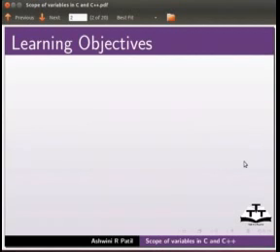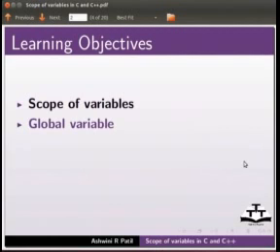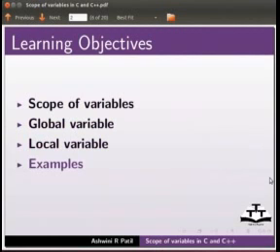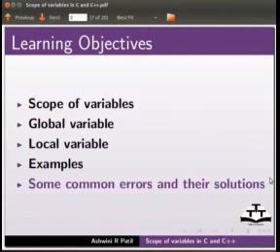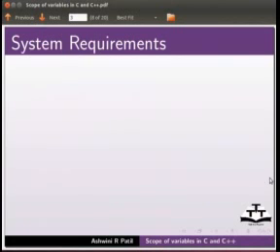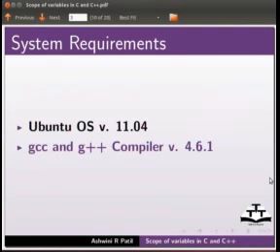In this tutorial, we will learn what is the scope of variables, what is a global variable, what is a local variable, few examples. We will also see some common errors and their solutions. To record this tutorial, I am using Ubuntu operating system version 11.04, GCC and G++ compiler version 4.6.1.